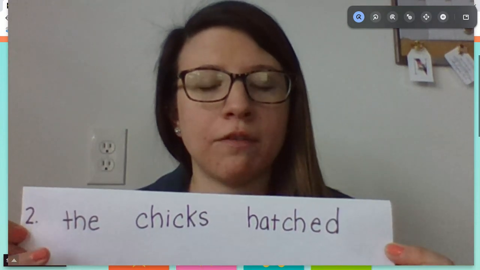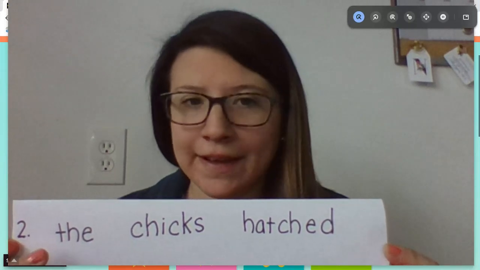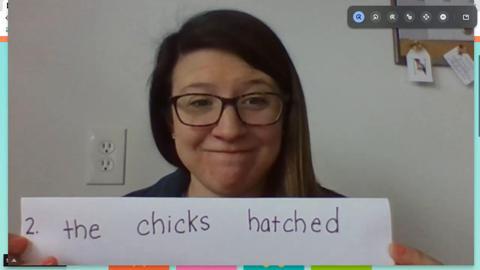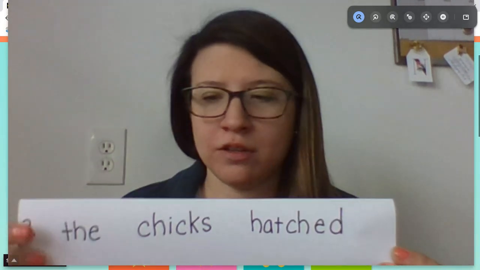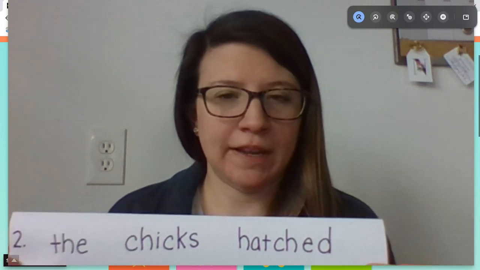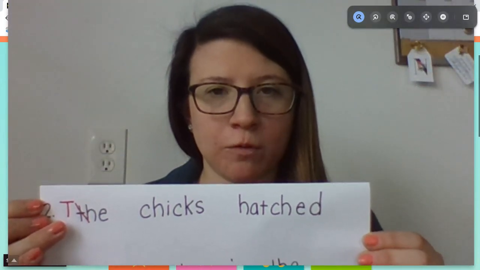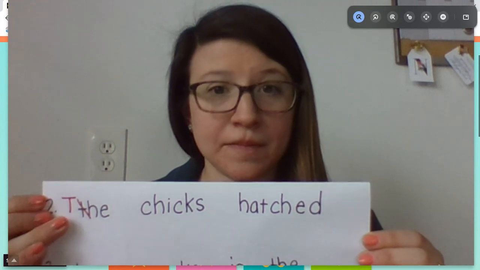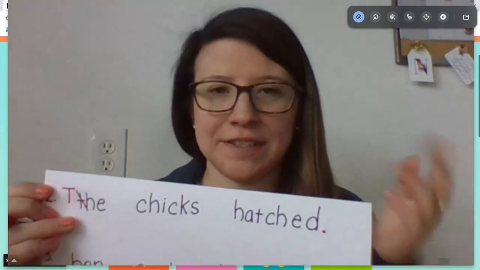Number 2. Look for capital at the beginning, period at the end. Tell me what I need to fix, because I didn't do it right. It says, the chicks hatched. Do I have a capital at the beginning? What do I need at the end? I'll fix my capital. You tell me what I need at the end. The chicks hatched. Is it a statement or a question? Statement, right? So just period. Remember, you don't need to make your periods huge. You can just do a tiny little dot like that, as long as you can see it.